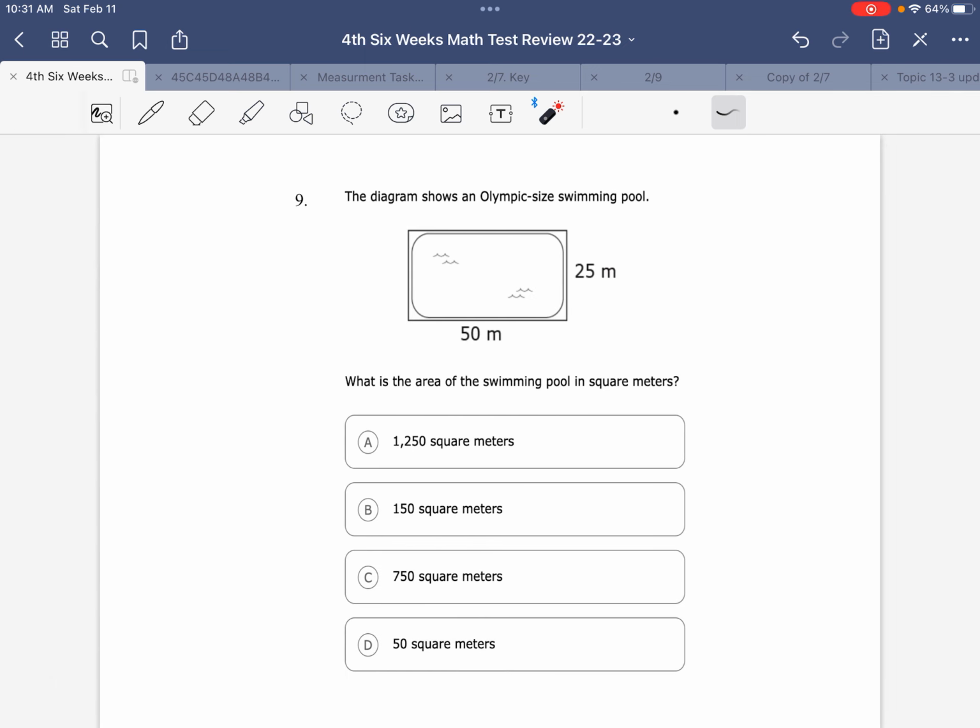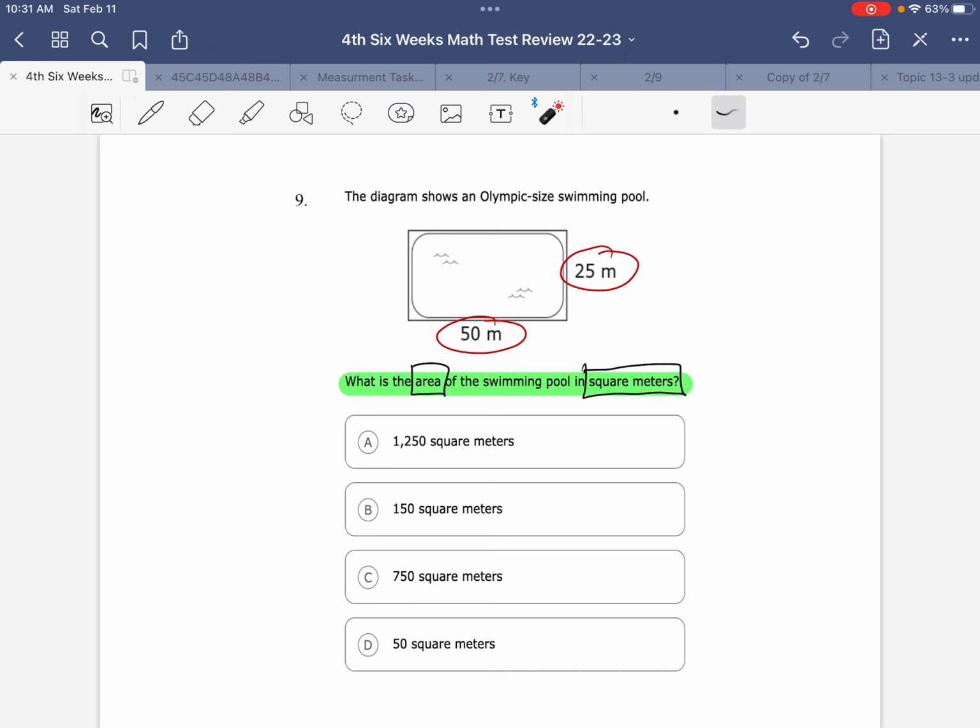The next one says, the diagram shows an Olympic-sized swimming pool. What is the area of the swimming pool in square meters? So I'm going to circle my important numbers. I have 50 meters, 25 meters. I'm going to underline my question. What is the area of the swimming pool in square meters? Box in my keywords, so area and square meters, okay?